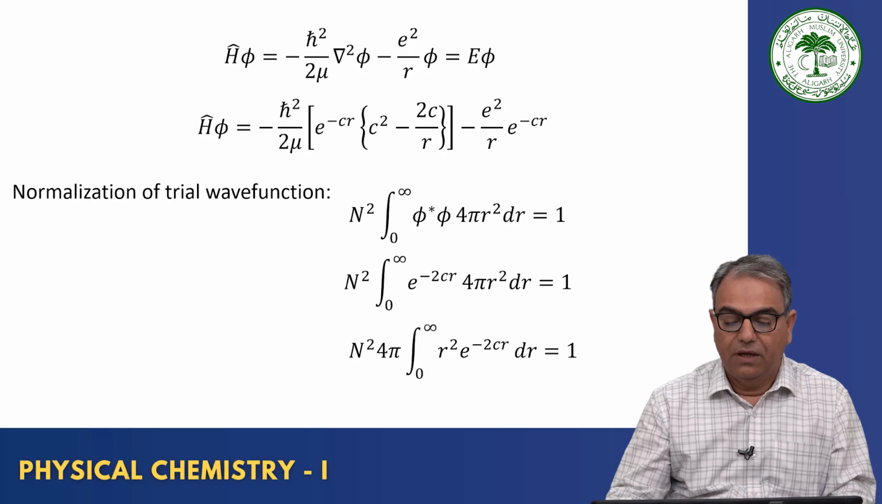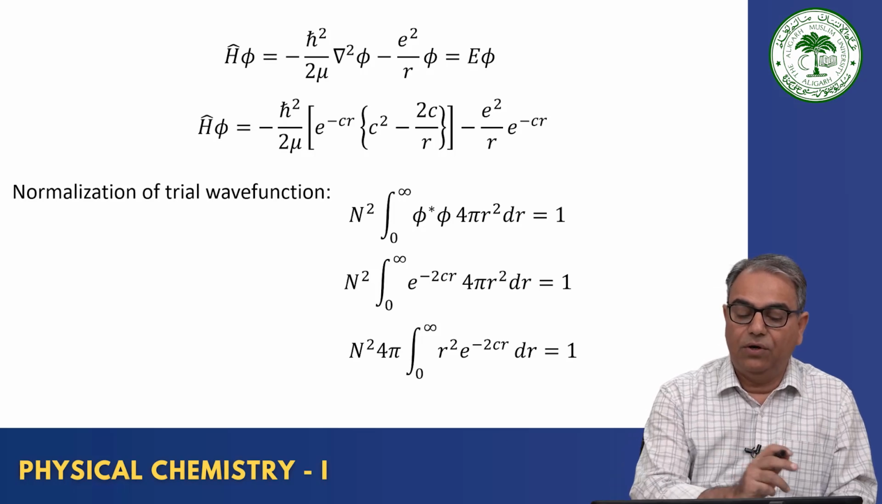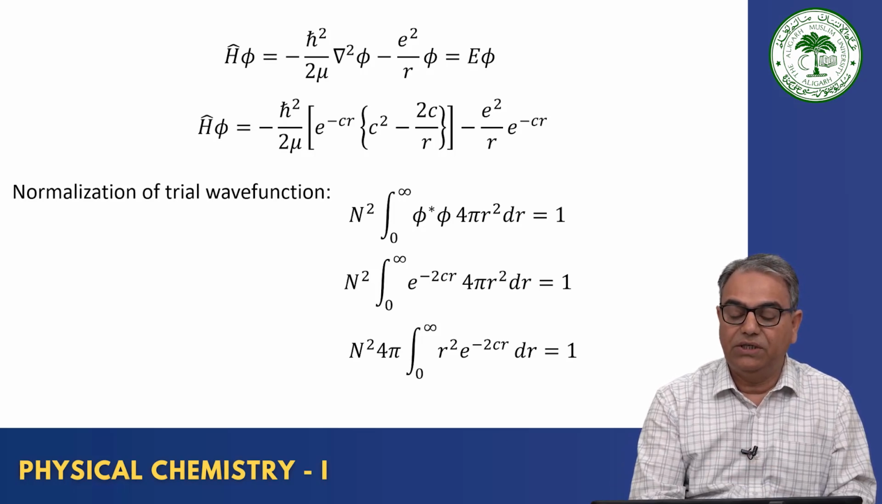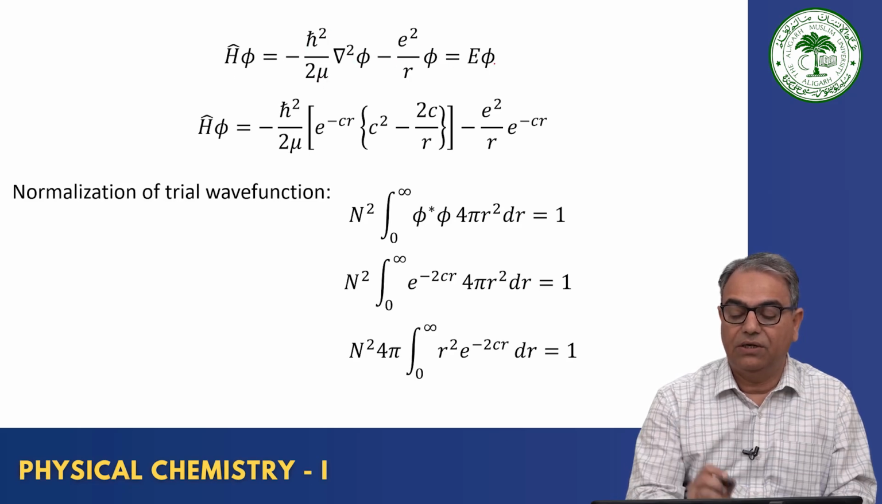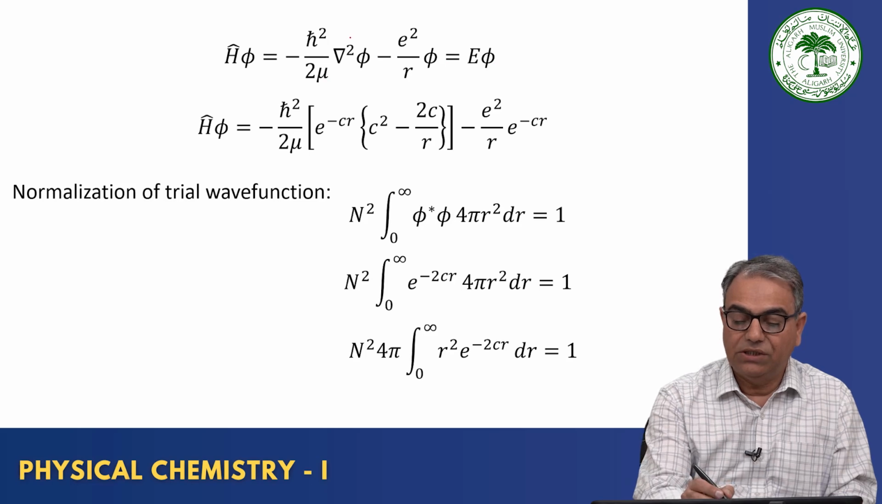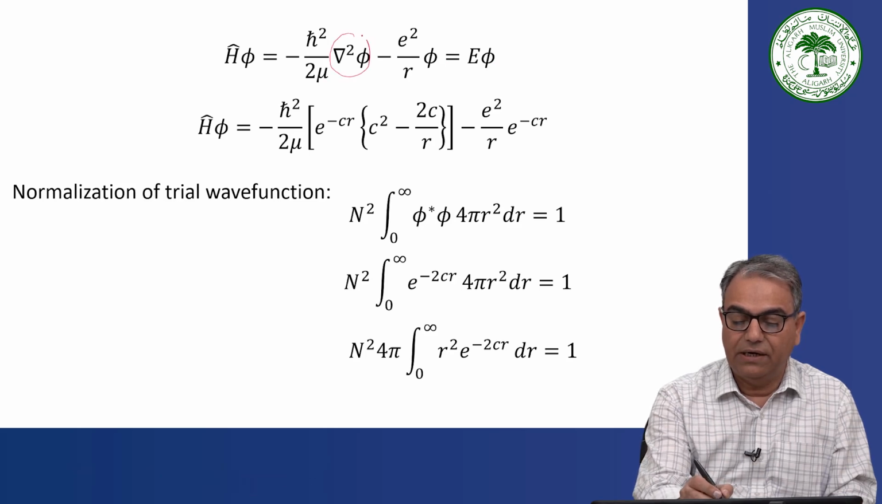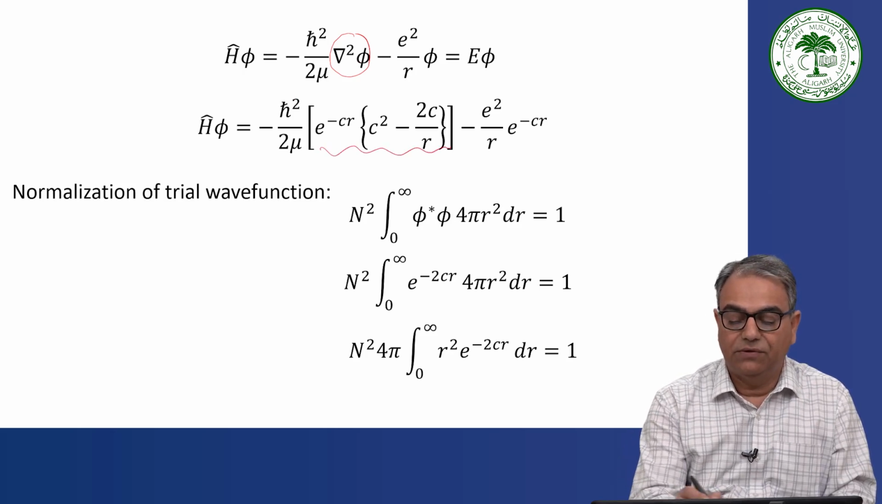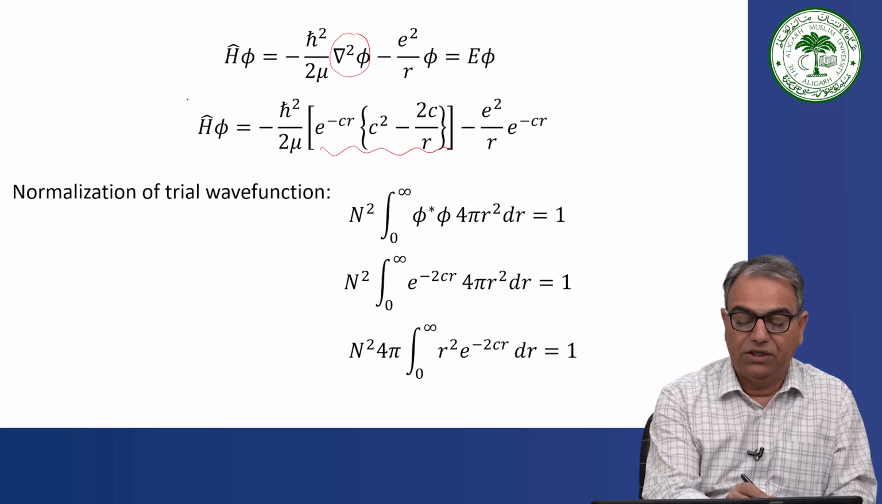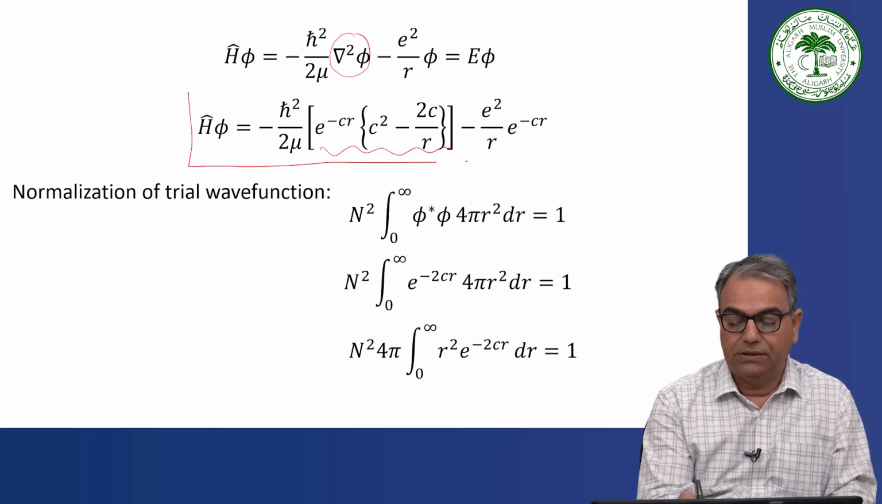And if you write the Hamiltonian, then the Hamiltonian was minus h cross square divided by 2 mu del square phi minus c square by r phi is equal to e phi. And this value is known to you, we have calculated earlier, so we just put this value minus h square divided by 2 mu, and this was the value for del square phi which we derived earlier. So we got this equation, h phi is equal to this part.